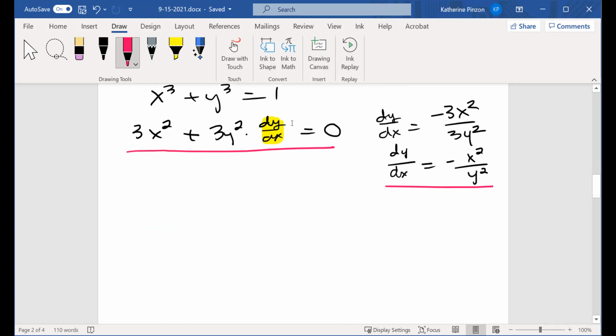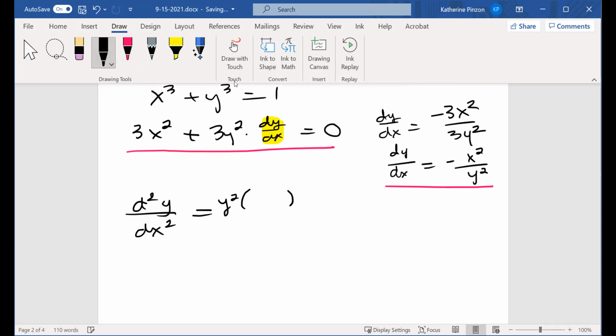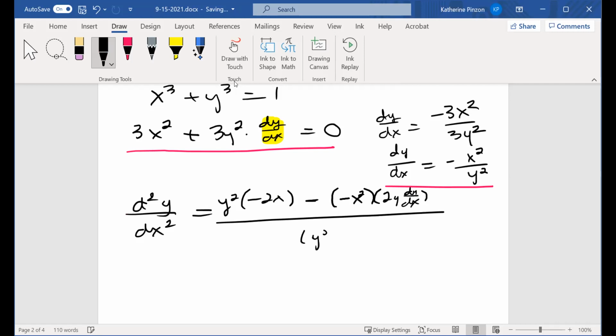I'm going to do it with the quotient rule because I feel like we haven't done that in a long time. So to find the second derivative, I'm going to do the derivative of this thing. Quotient rule says bottom, y squared, times the derivative of the top, negative 2x, minus top, negative x squared, times the derivative of the bottom, 2y dy dx, over the bottom function, y squared squared.